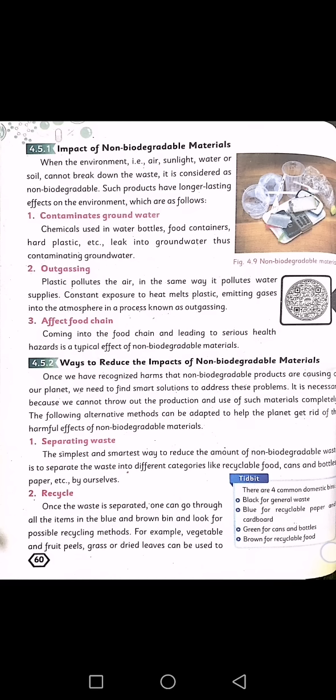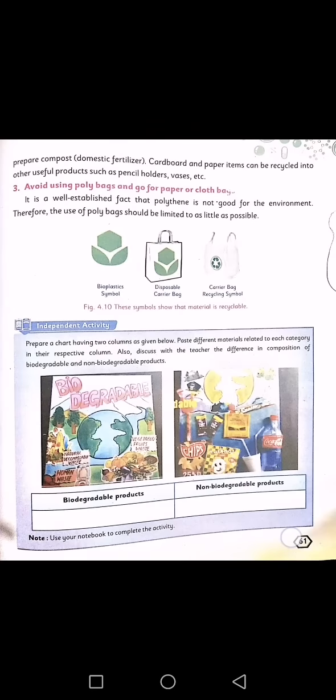For example, vegetable and fruit peels, grass, and dried leaves can be used to prepare compost, a domestic fertilizer. Cardboard and paper items can be recycled into other useful products such as pencil holders, vases, etc. Avoid using poly bags and go for paper or cloth bags. It is a well established fact that polythene is not good for the environment. Therefore, the use of poly bags should be limited as much as possible.